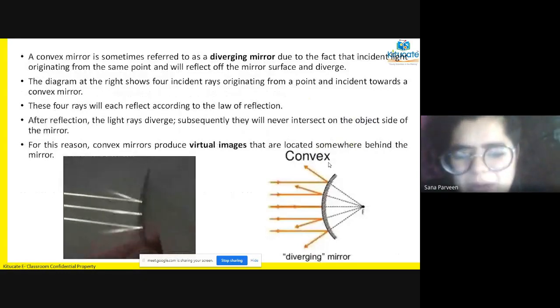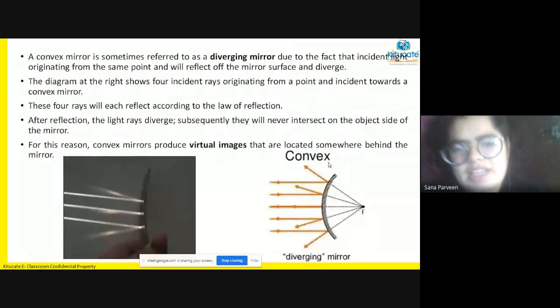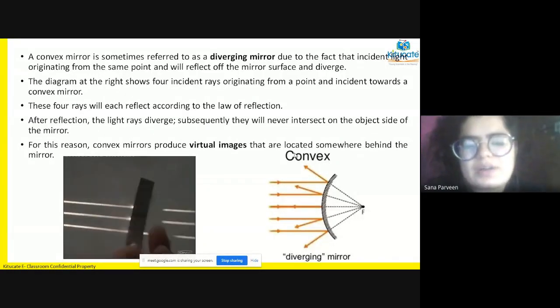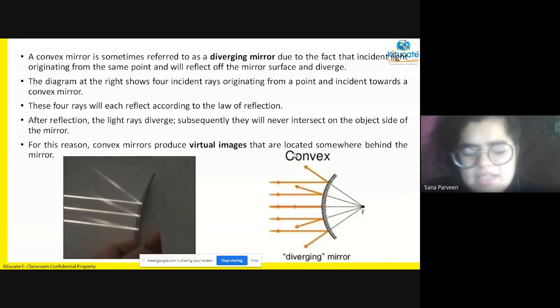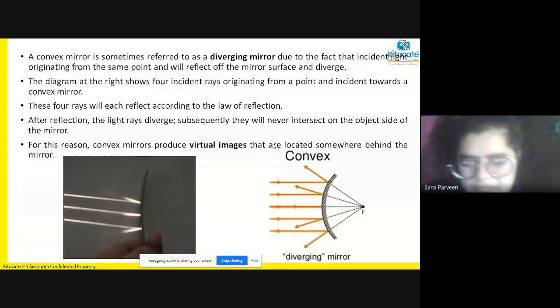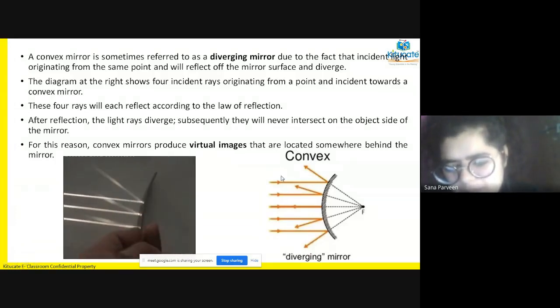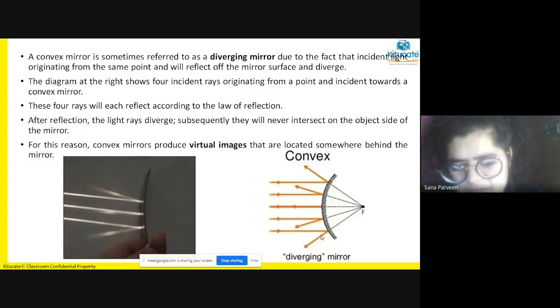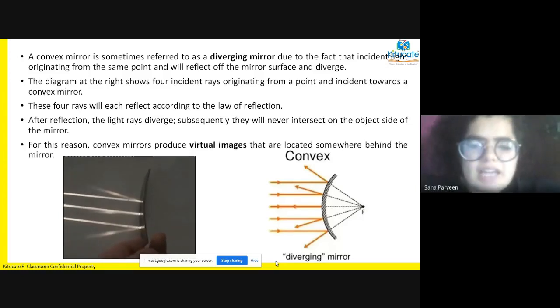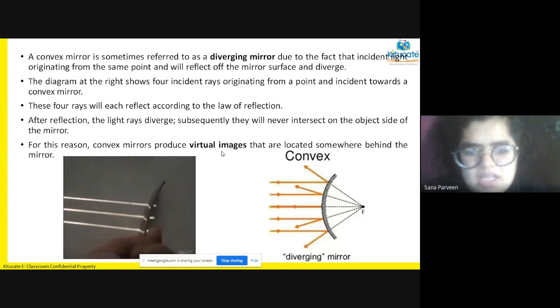One very, very important thing that we need to talk about is that the convex mirror is a diverging mirror. We will compare convex and concave at the end. You can see in the GIF here that the light rays come in and are getting deflected. They're not meeting at any position, they're just moving their own way. When the light rays are not meeting at a particular point and are just getting reflected in different directions, it is called a diverging mirror. All the rays are getting diverged, and the image that is formed is called a virtual image.